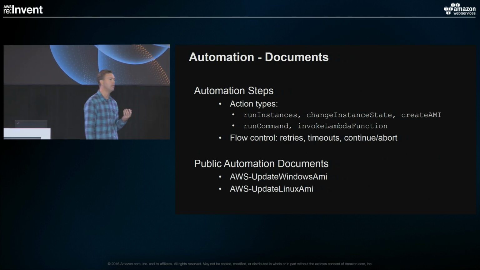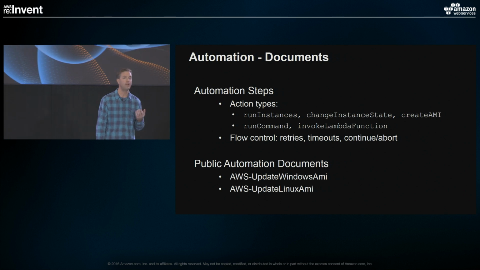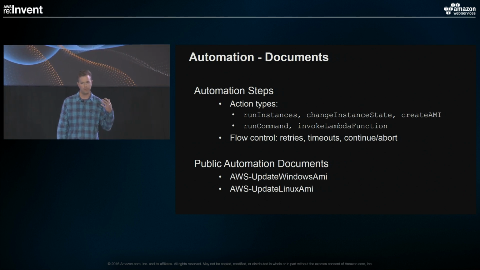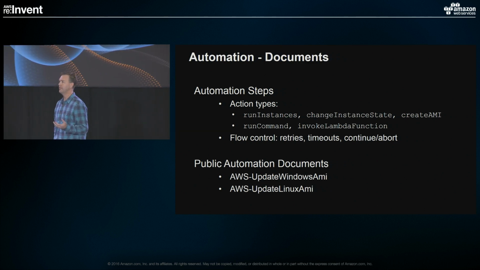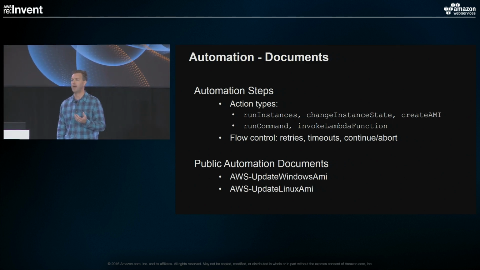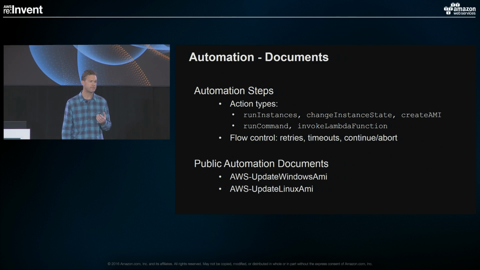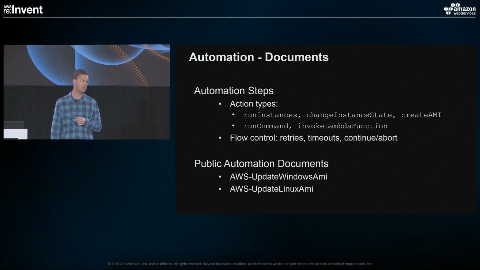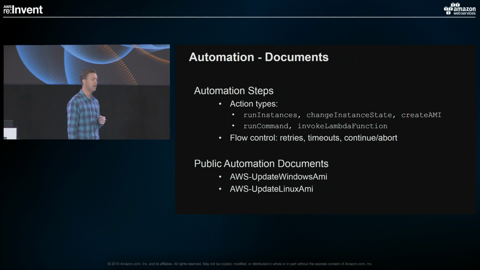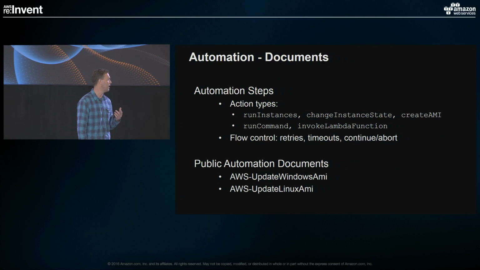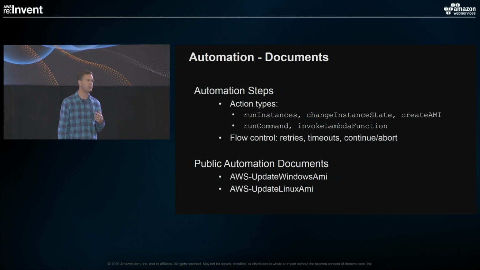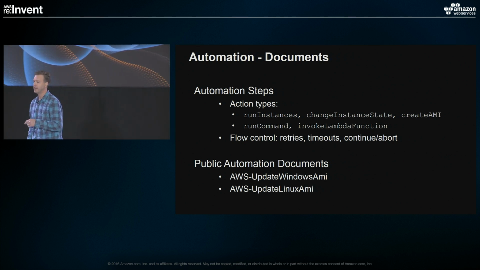The real power of automation comes from run command and invoke Lambda function. This is where you really have the ability to execute commands remotely, configure instances, or leverage the power of serverless computing. Going forward, we will be offering some public documents for your reference. Those will include AWS Update Windows AMI and AWS Update Linux AMI.